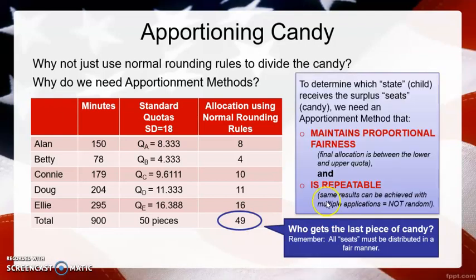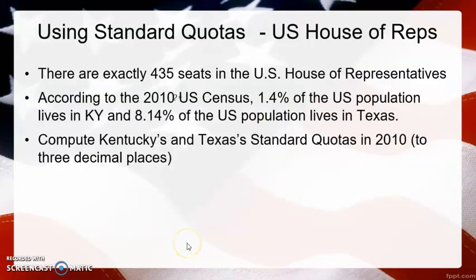So to determine which state or child receives that extra seat, we need to find an apportionment method that maintains proportional fairness and is repeatable. So using standard quotas, there are exactly 435 seats in the U.S. House of Representatives. According to the 2010 U.S. Census, 1.4% of the U.S. population lives in Kentucky, and 8.14% of the U.S. population lives in Texas. So compute Kentucky's and Texas's standard quotas in 2010 to 3 decimal places.